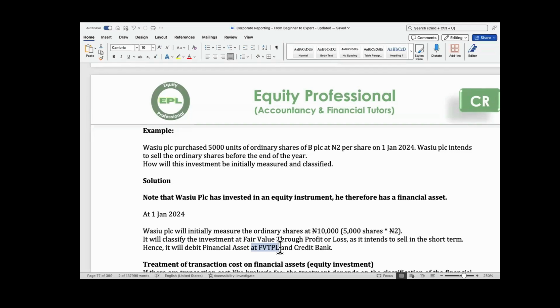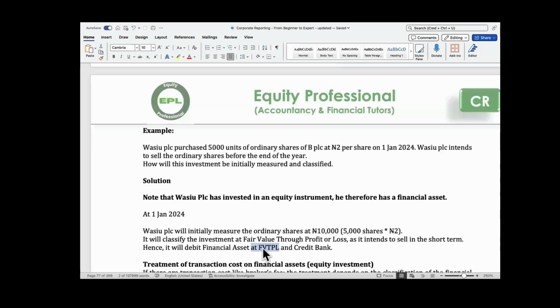So it's important that users of financial statements know why you have bought these shares. When you have an equity investment, you need to properly classify it either at fair value to P&L or at fair value to OCI. When you classify it at fair value to P&L, it means you're holding it for the short term. The shares that you bought, it means you have plans of selling them, whether in the next 1 year, 2 years, 3 years, but you know you're going to sell it. That means you're holding it for trading. So you classify it at fair value to P&L.